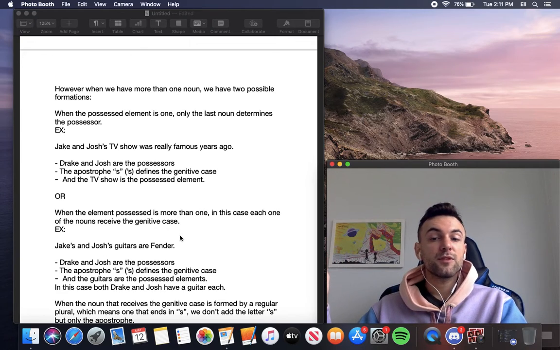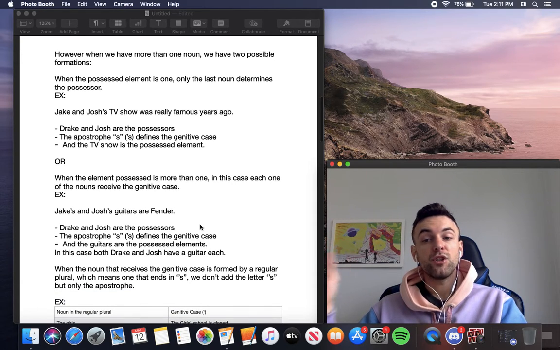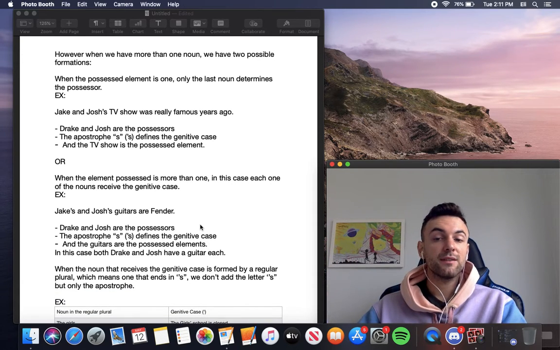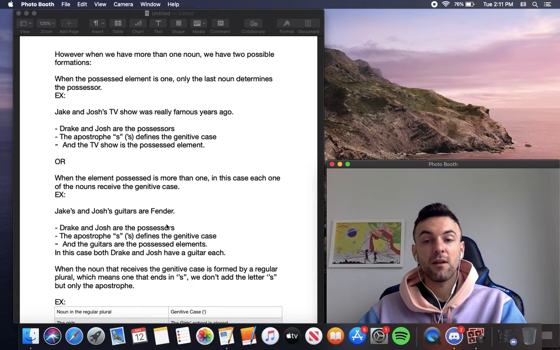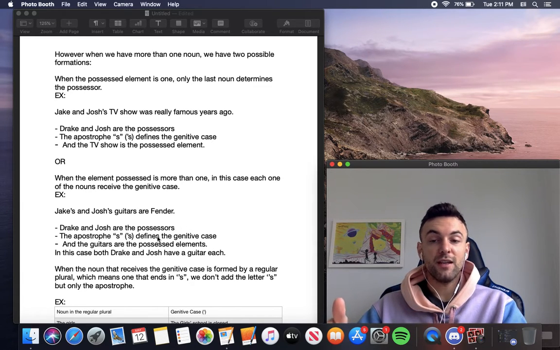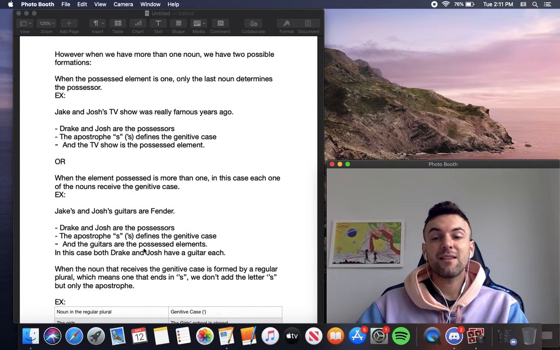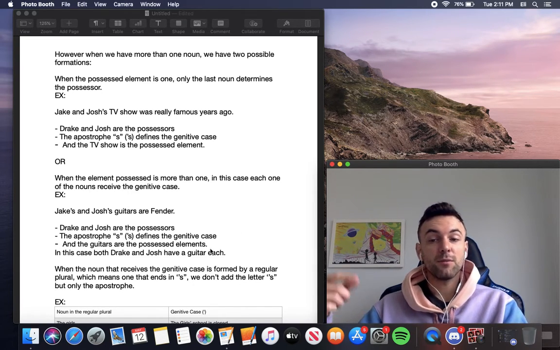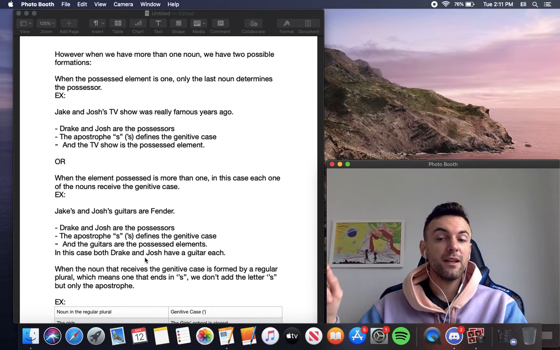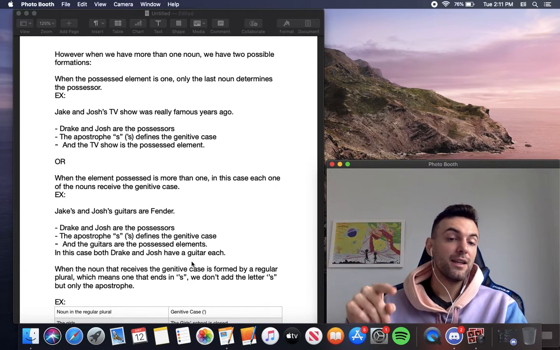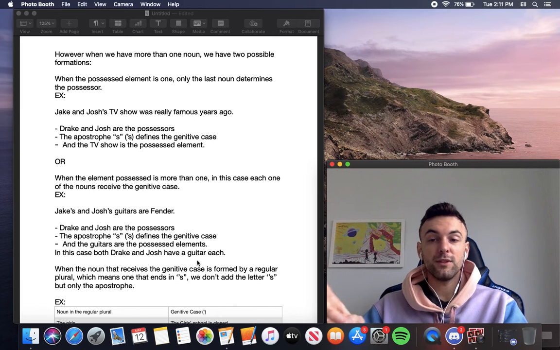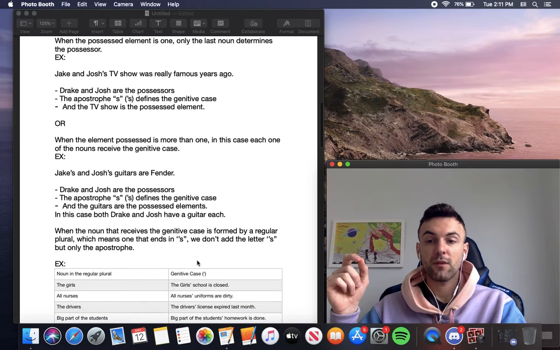Or when the element possessed is more than one, in this case, each one of the nouns receives the genitive case. Example, Drake's and Josh's guitars are Fender. Drake and Josh are the possessors again. The apostrophe s defines the genitive case again. And the guitars are the possessed elements, more than one. In this case, both Drake and Josh have a guitar. Each one of them has one. That's the reason that we have two genitive cases, one for Drake and one for Josh.